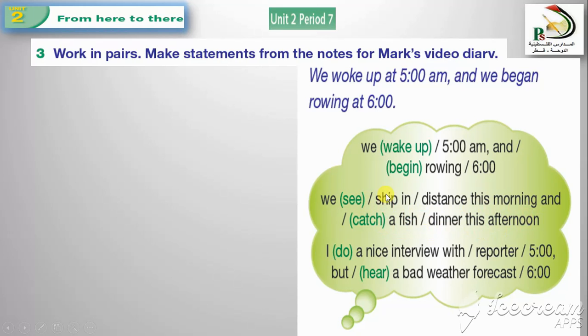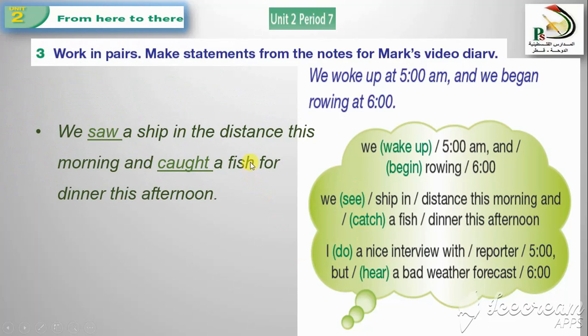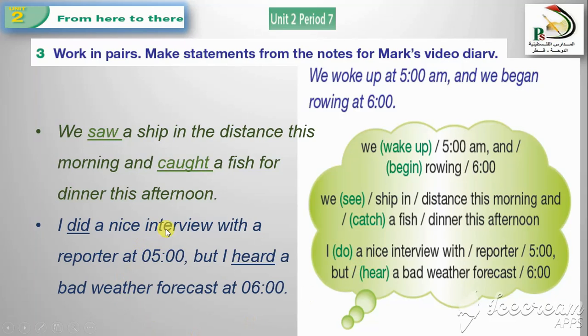Now, how can you convert it into the past? Very easy. Just use the past form of the verb. We saw a ship in the distance this morning and caught a fish for dinner this afternoon. I do a nice interview with the reporter 5, but hear a bad weather forecast 6. So make the past of that. Very easy. I did a nice interview with the reporter at 5, but I heard a bad weather forecast at 6. See? All the actions which happened in the past, we used past simple.